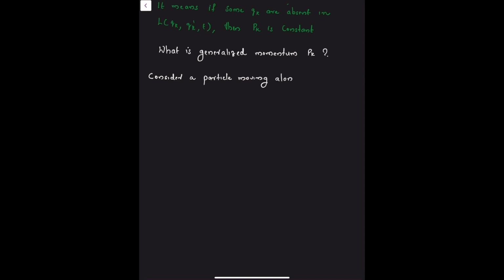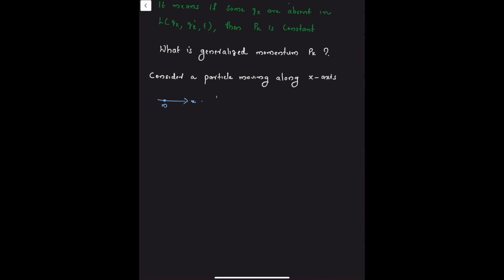A particle is moving along the x-axis. Suppose its mass be m and it is moving with velocity v. Let m be the mass, and suppose it is moving with velocity v along the x-axis. Then we can say, let v be the velocity.